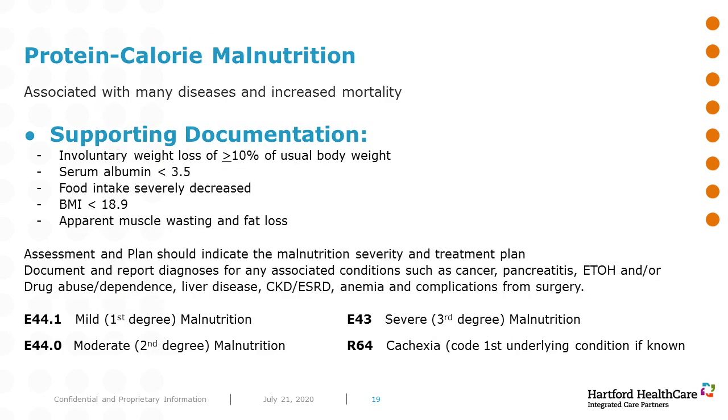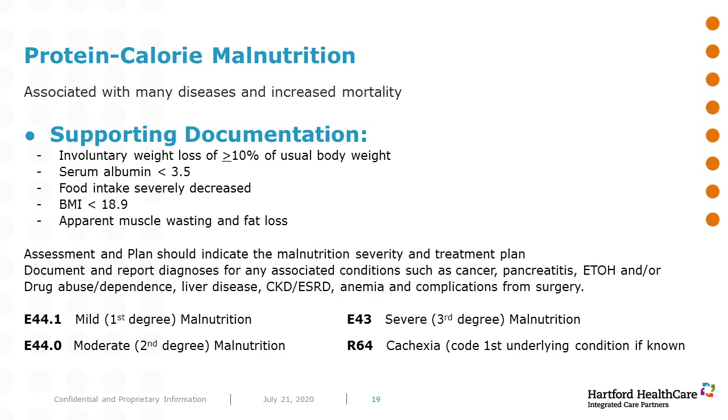Additional complications would be protein calorie malnutrition, which can be associated with cancer or any other diseases and can cause increased mortality. Supporting documentation for protein calorie malnutrition: involuntary weight loss greater than 10% of the usual body weight, serum albumin less than 3.5, food intake severely decreased, and a BMI of less than 18.9, apparent muscle wasting, and fat loss.